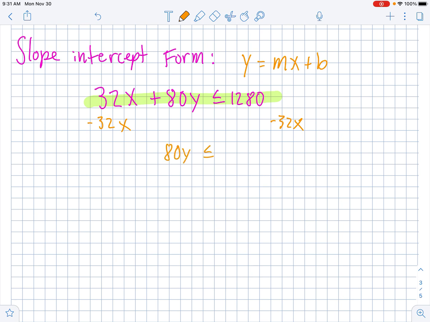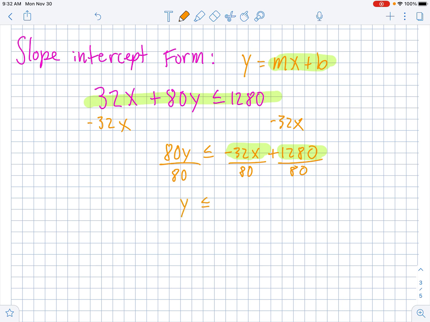So 80y is less than or equal to negative 32x plus 1280. Now, I could have written that as 1280 minus 32x, but I'm trying to get it into this form mx plus b, so I just put the x part first and the b part second. Now, divide both sides by 80, which means we need to divide this by 80, but also this by 80.